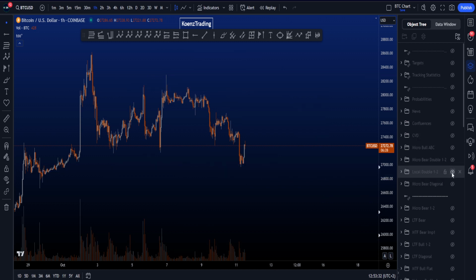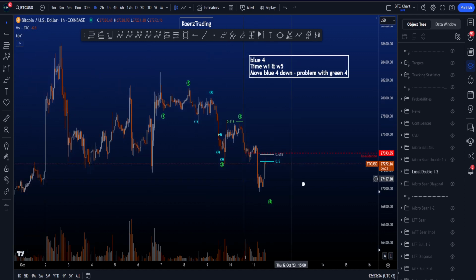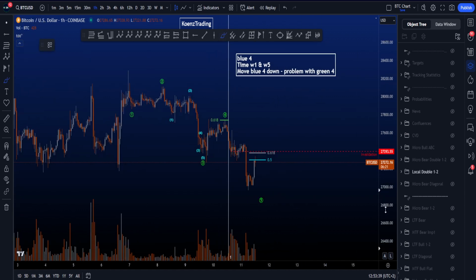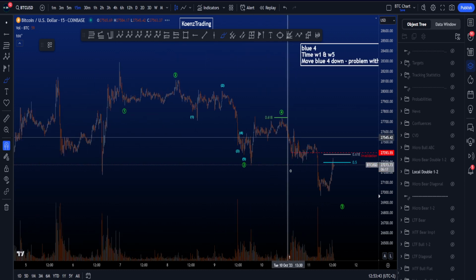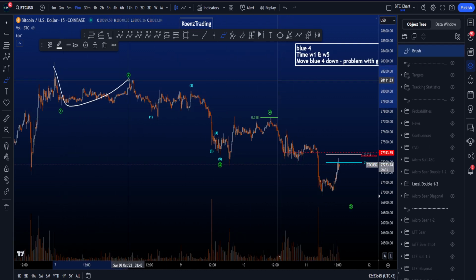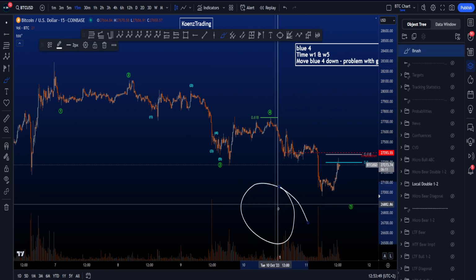Now if we then go to the local scenario over here, but then not as a WXY double zigzag but as an impulse. In the previous video, I mentioned it is actually quite difficult to label this as a very nice impulsive structure: 1, 2, then 3, 4, and a wave 5 to the downside. You see the vertical line on the chart.